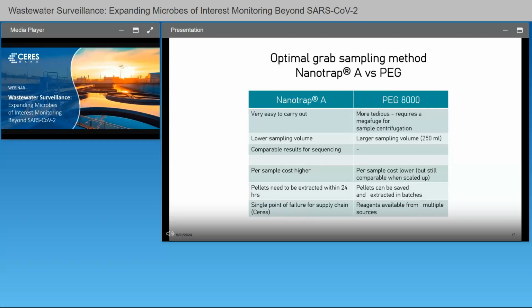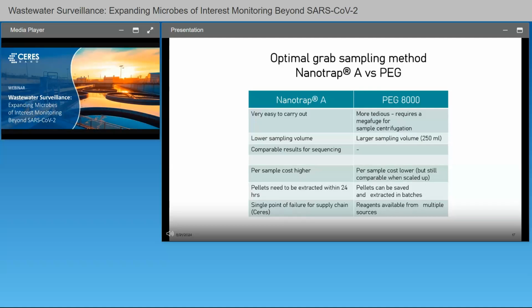Now, what are the disadvantages of the Nanotrap particles? The per sample cost is higher, right? But this cost is offset because in PEG we need to get a megafuge, whereas for Nanotrap we don't need that particular equipment. But when you scale it up, the cost becomes kind of similar between both.